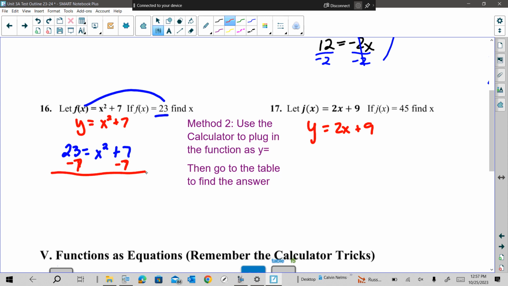Okay. If you subtract 7, that's going to leave you 16 equals x squared. Then you take the square root. Okay. So there's actually 2 answers here. X equals 4 and x equals negative 4.